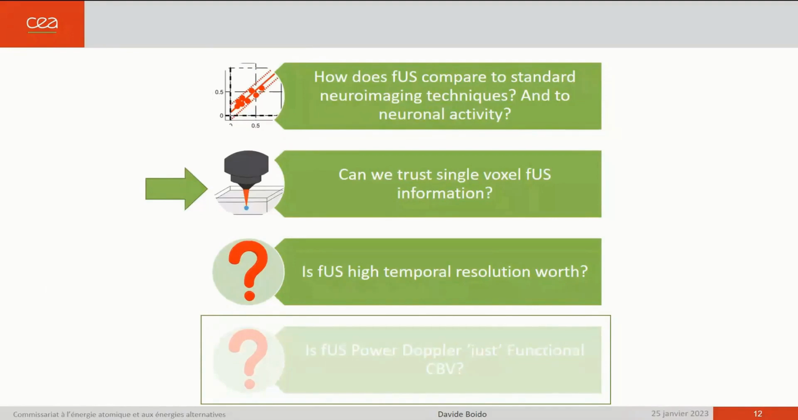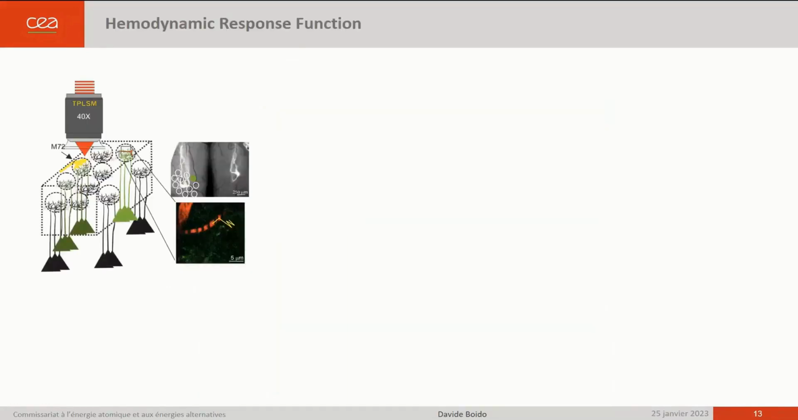However, because of the nature of blood flow-based contrast, we cannot get a localization power up to the most active neuronal ensemble. Moving to the next question, we know that vascular activation is supposed to be very slow if compared to neuronal activation, for instance. So is it worth having a high temporal resolution as the one affordable with functional ultrasound?